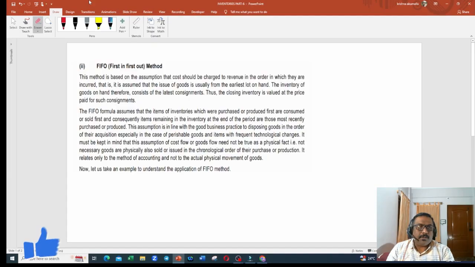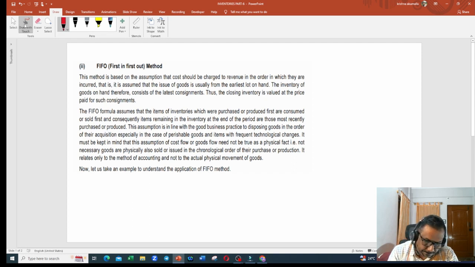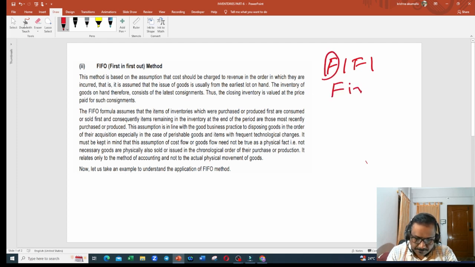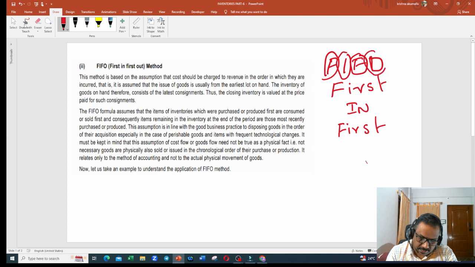Okay guys, we are going to discuss the FIFO method. What is FIFO? This F stands for first, I stands for in, this F stands for again first, and this O stands for out. So FIFO means first in, first out. As the name specifies, it is very easy to understand how the inventory can be valued in the first in, first out method.